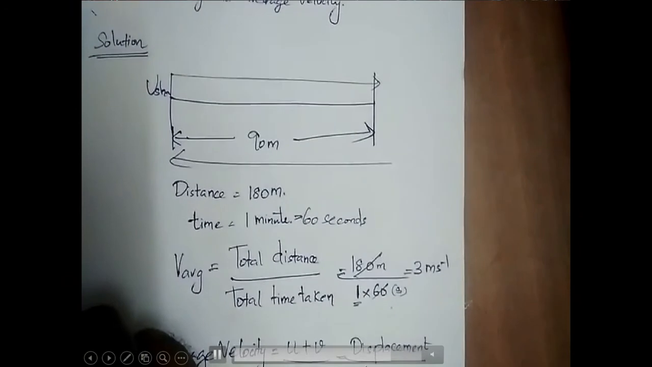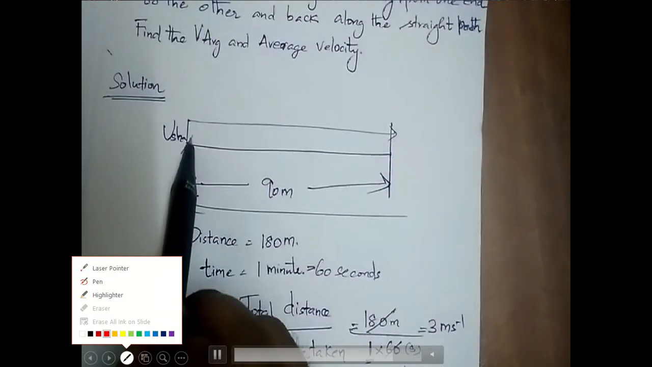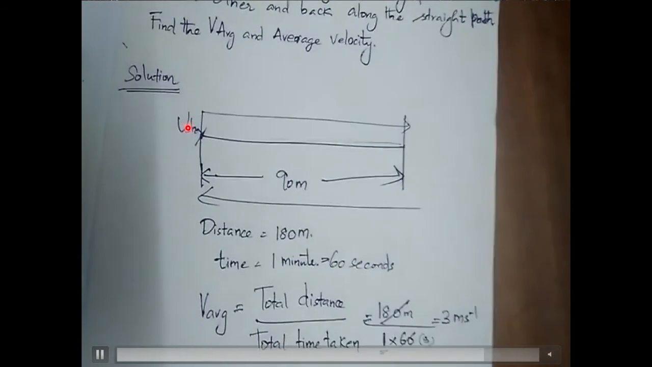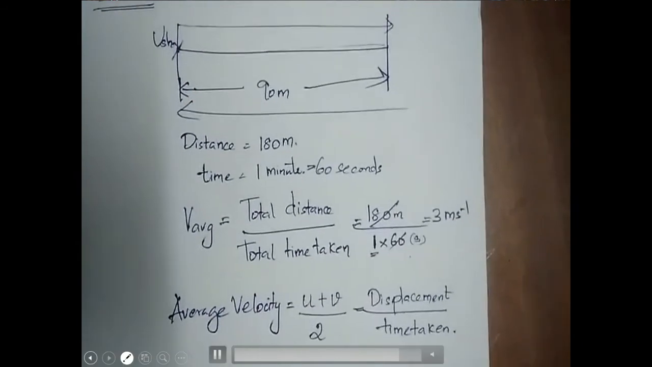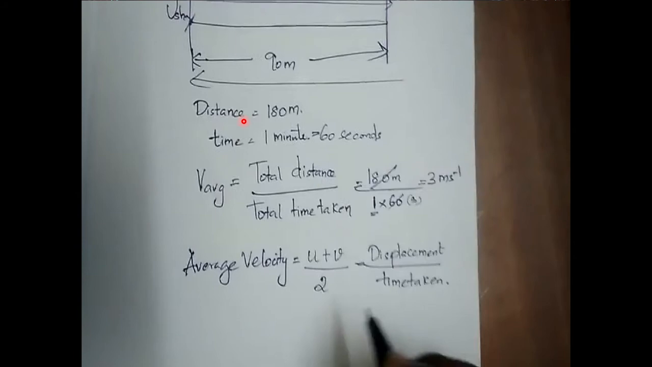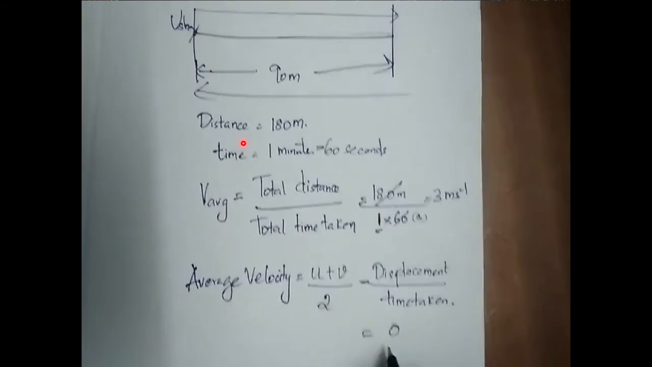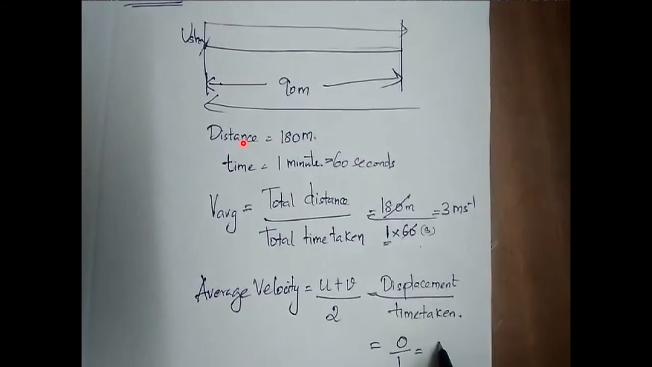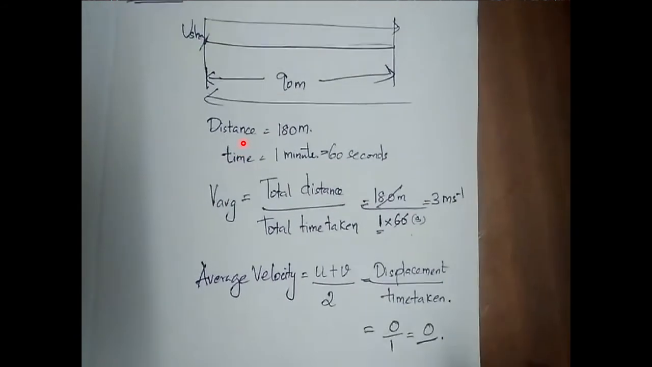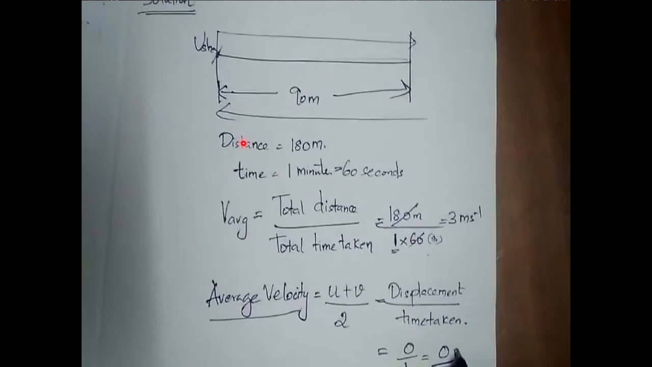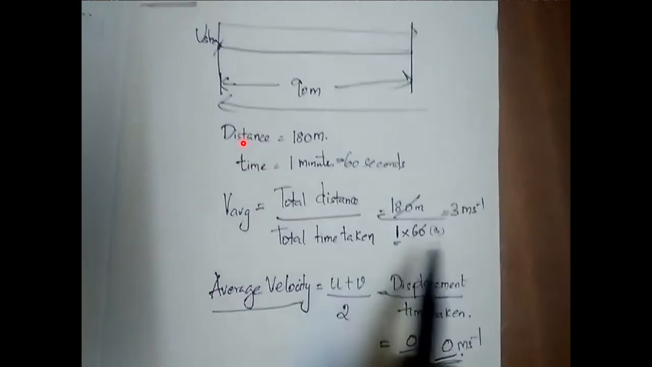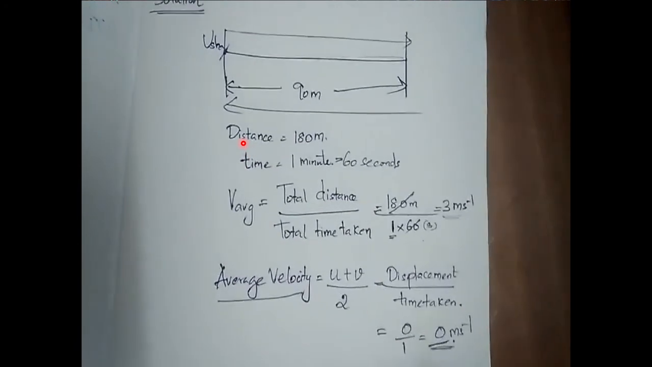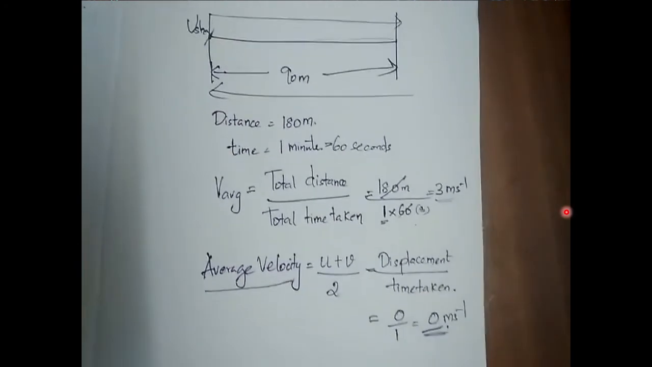Now we are going into a very interesting part of this problem. Usha travels from here to here, and she goes back to here. So is there any displacement? The displacement is 0 because she is going back to the same position. So displacement is 0, so the velocity is 0. Even though the speed is 3 meter per second, the velocity is 0 meter per second because there is no displacement. She comes back to the original position.